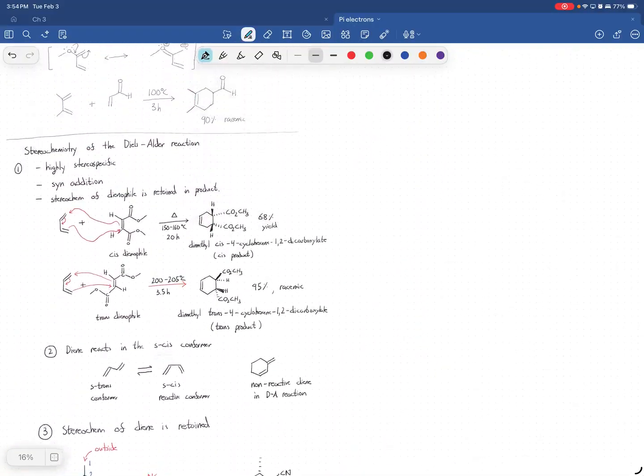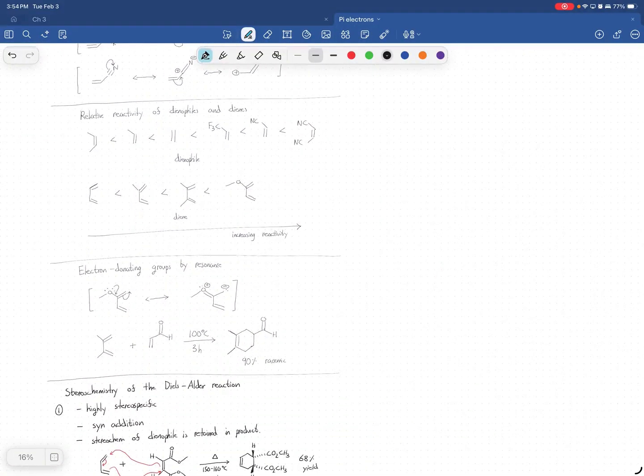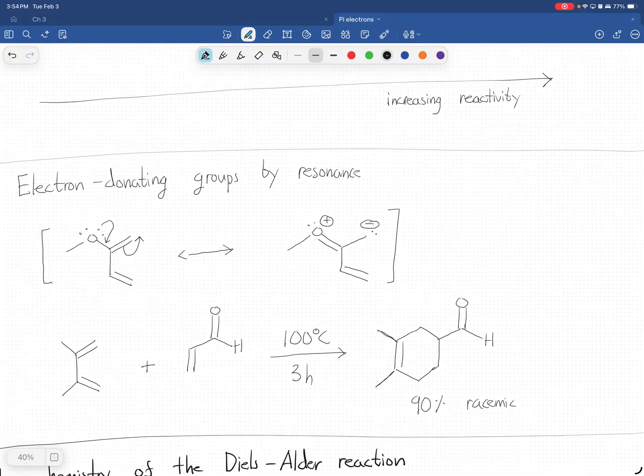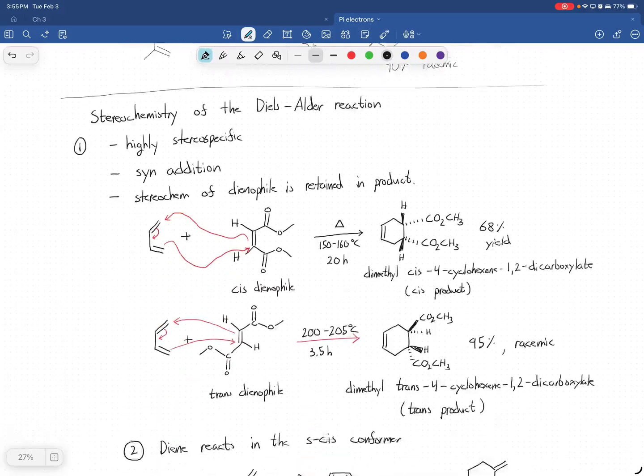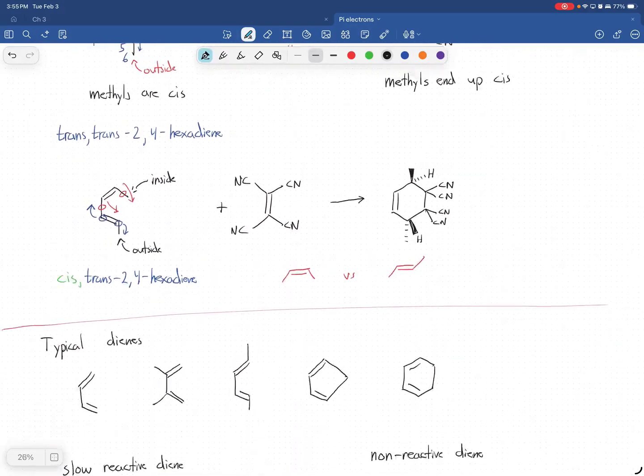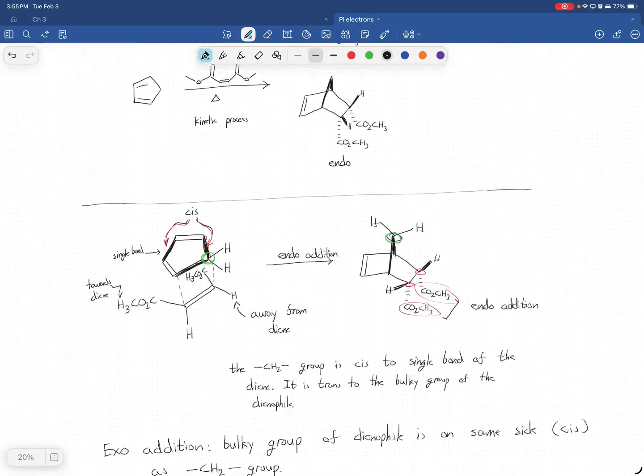Or electron donating groups, such as, where was it? Let's go up a bit. Sorry. These type of groups. Those are electron donating. When you have an oxygen right next to a pi bond, electron donating. Okay? All right, so that's the Diels-Alder.